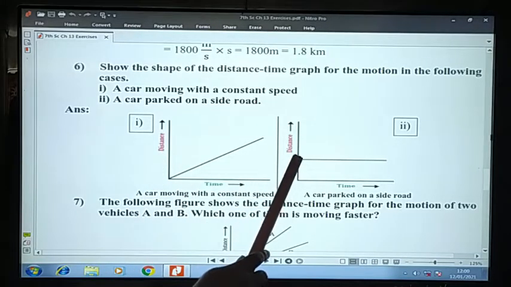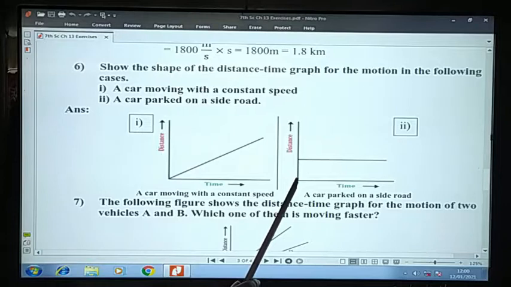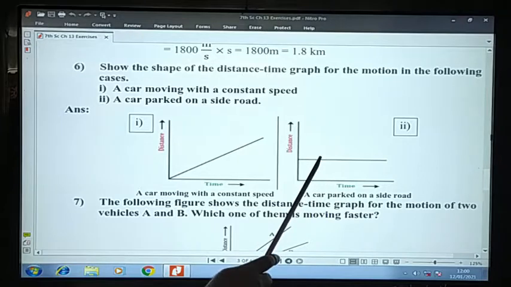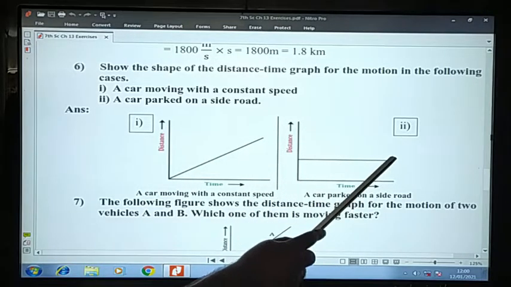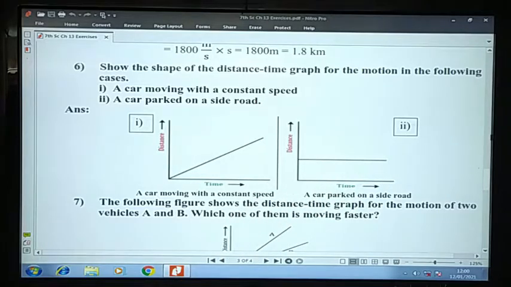Now, if you see, standing here, the time taken is 0. At 0 time, you'll see the car is standing over here. After 5 seconds, again you will see the car is standing over here. Again after 5 minutes, you are going to see the car is standing over there. So this line shows that the car is parked. That means the car is not in motion.